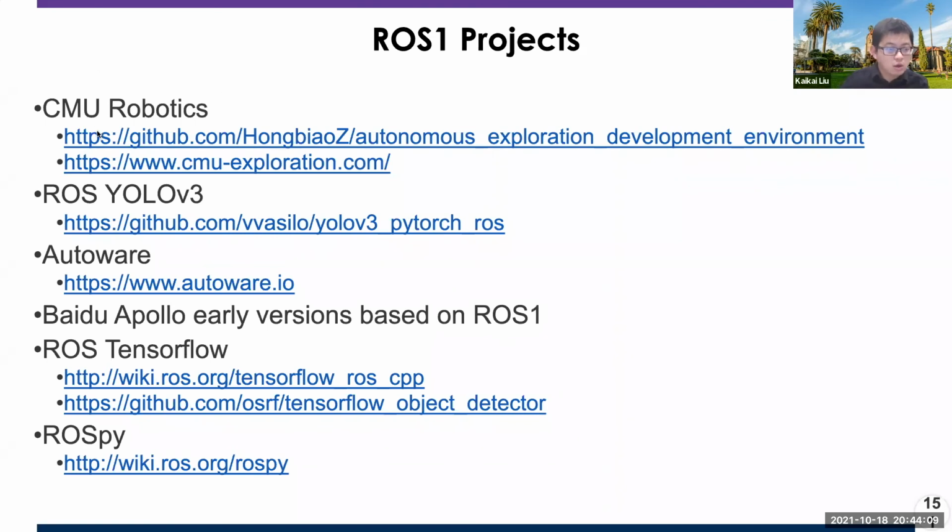There are also other interesting ROS projects, for example, CMU Robotics. You can go to the CMU explorations to see some examples from CMU. Previously, we talked about YOLO V3 and TensorFlow for the 2D object detection process. There are some projects integrating ROS with YOLO V3, and also ROS with TensorFlow. You can also see these ROS examples. And Autoware and the early version of Baidu Apollo were also based on ROS 1.